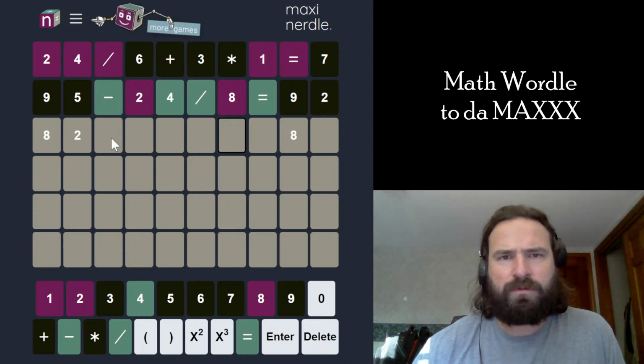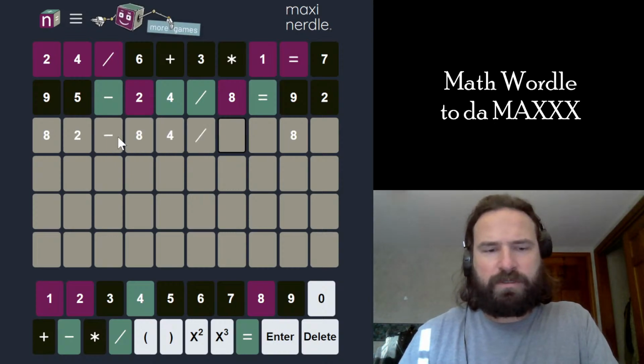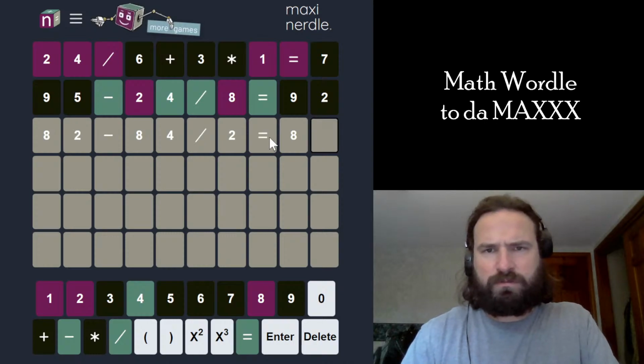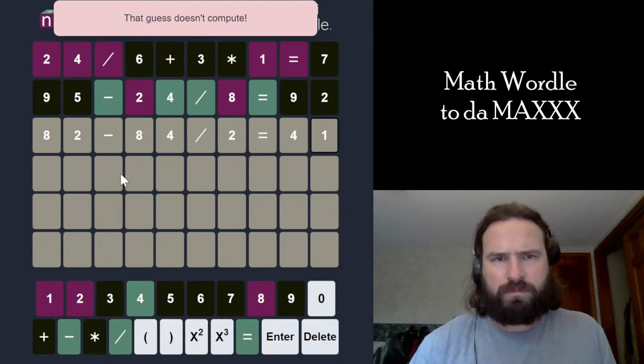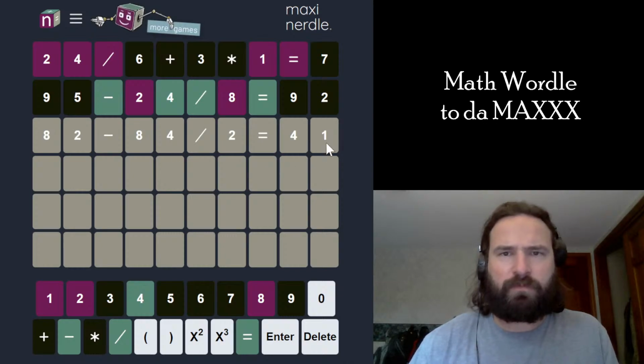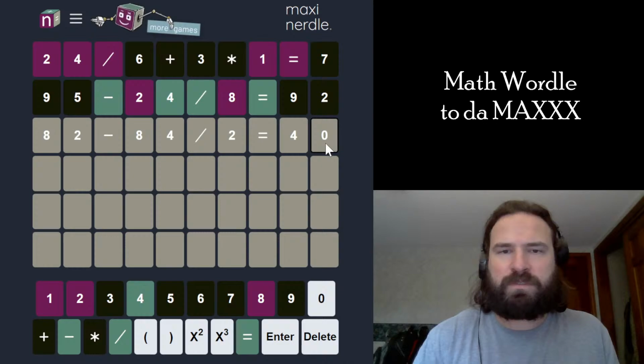82 minus 84 divided by 2 is 41. I think this works. 82 minus, oh, okay, so this would actually be 40, not 41, but I don't use a 1. All right, this is impossible, but I'm going to give it a try.